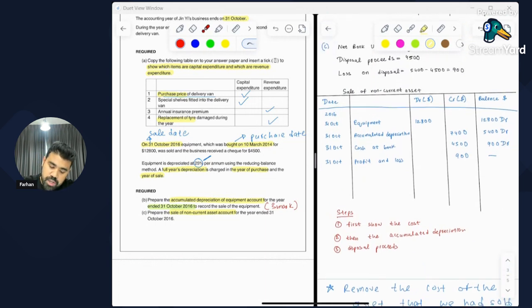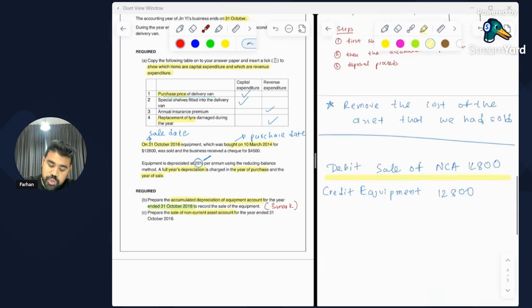So here what we have done for 31st October, the cross-reference for the account is equipment, and we're debiting the sale of non-current asset account by the cost of this asset, which was 12,800. So do you see how it's relevant to the journal entry that we have just done, okay? And the final balance that is remaining is 12,800 debit at 31st October for the first row, okay?